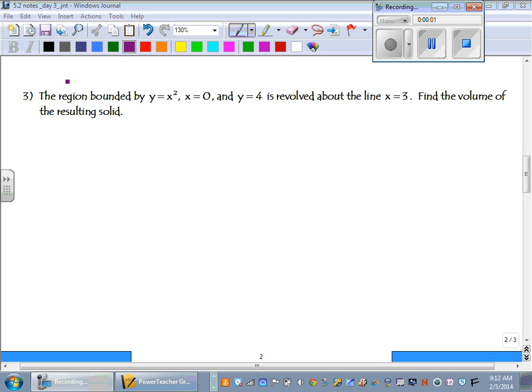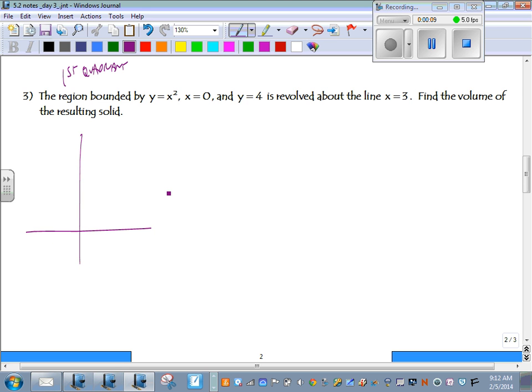So the region in the first quadrant, if we look at this, y equals x squared, we've got our parabola, the vertex at 0. x equals 0 is just the y-axis, and then y equals 4. So it really kind of breaks up into two different regions here.